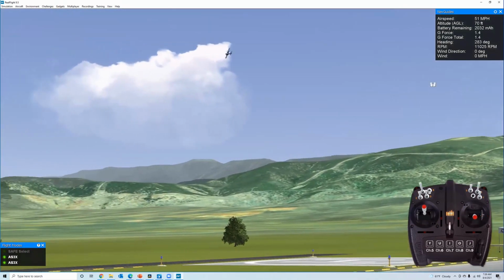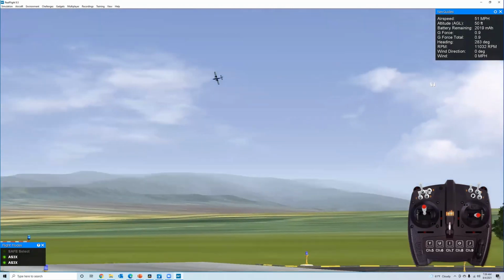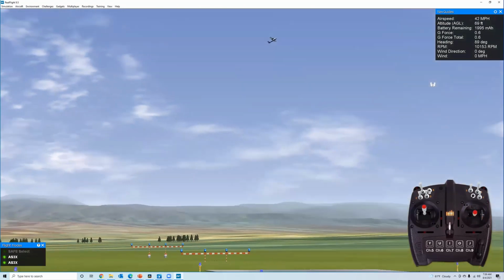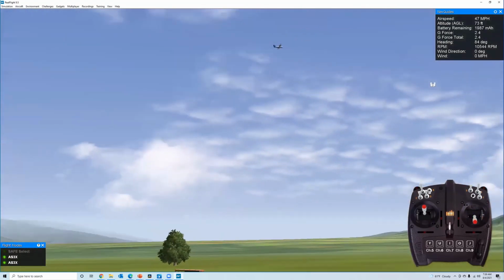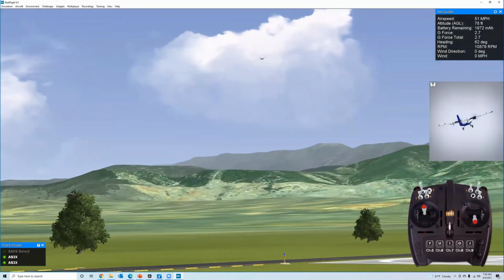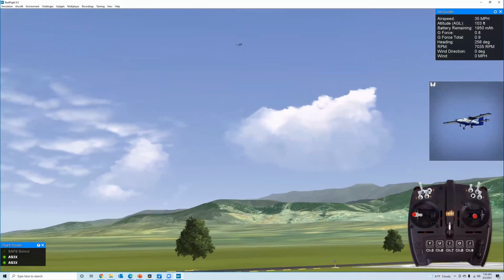In flight, this is what each of these inputs look like. This is roll. This is pitch. And this is yaw.